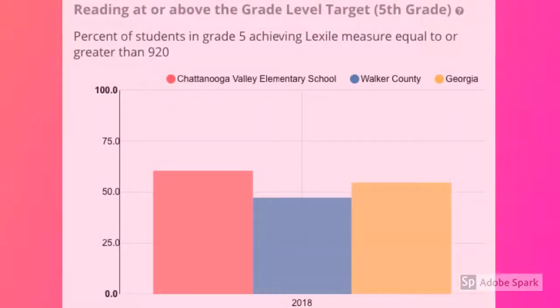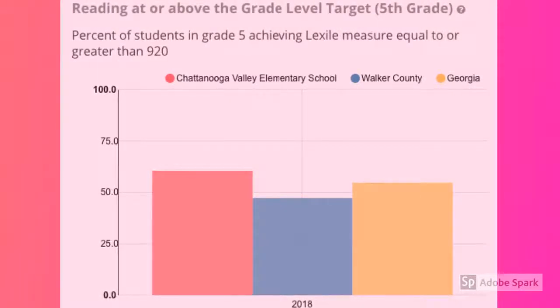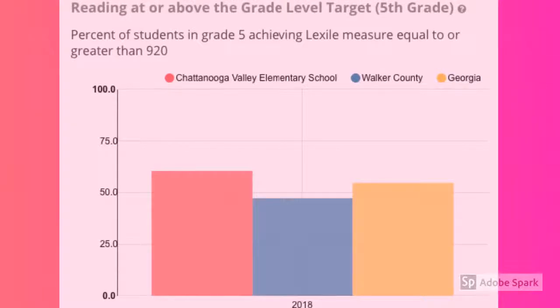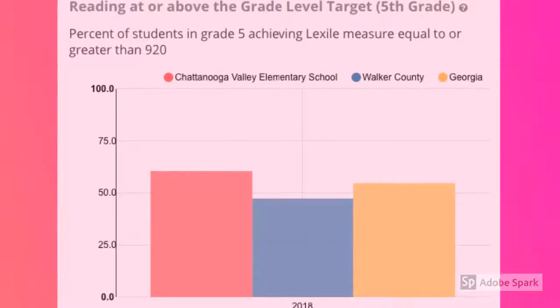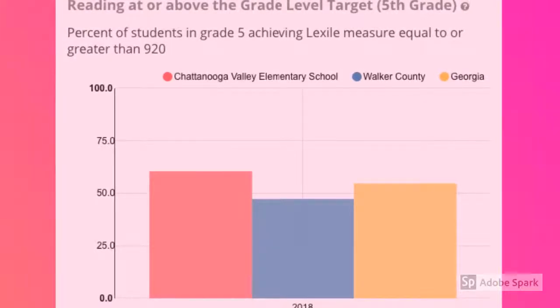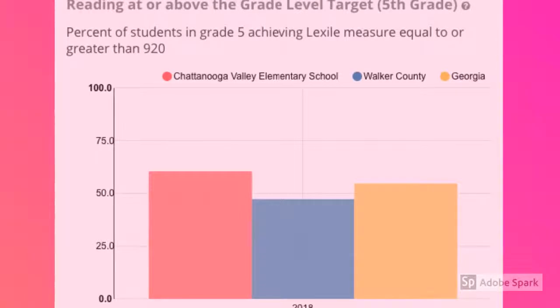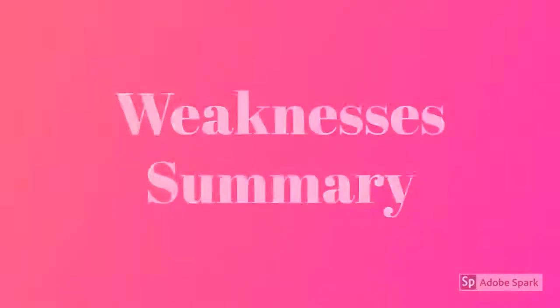The data supports that Chattanooga Valley Elementary School does have a significant amount of students reading at or above grade level in the target area for the end of grade test for 5th grade. But even when compared with the system of Walker County and with the state, we have 60% of students who meet or exceed that 5th grade target level.